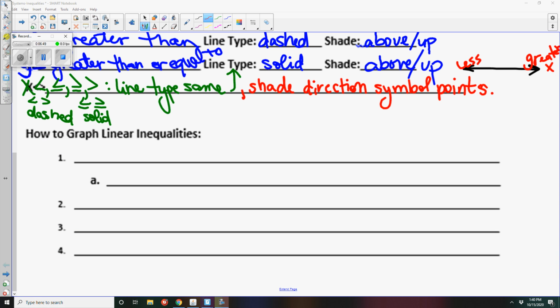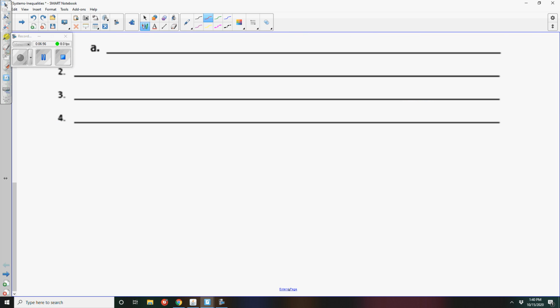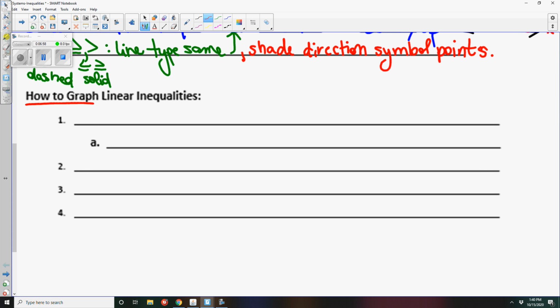So how to graph linear inequalities is going to be very similar to how to graph linear equations. So if you're looking at how to graph an equation, what was the first step we had on the test on Monday? We're going to graph the line on a coordinate plane. What was step one?